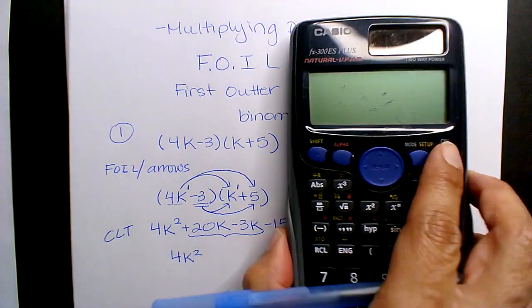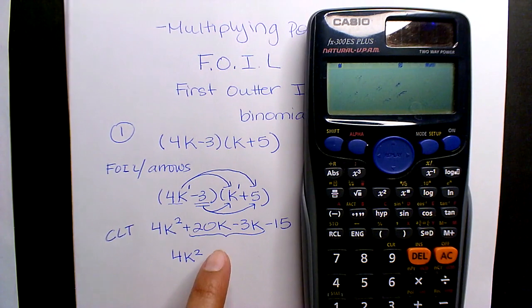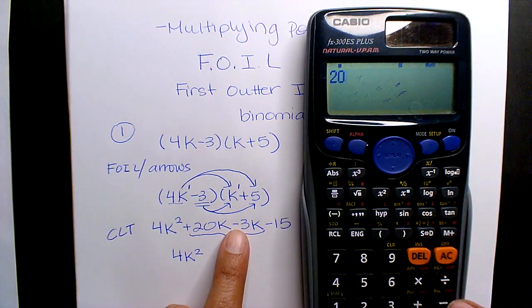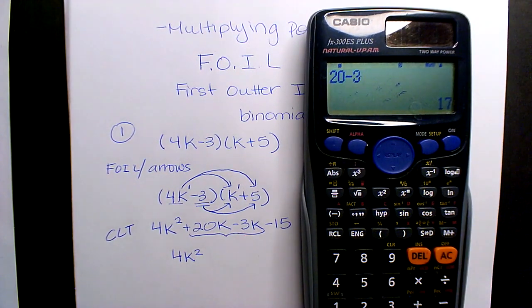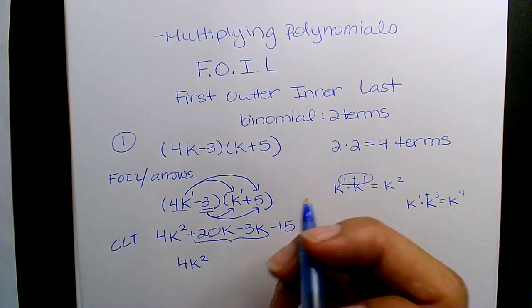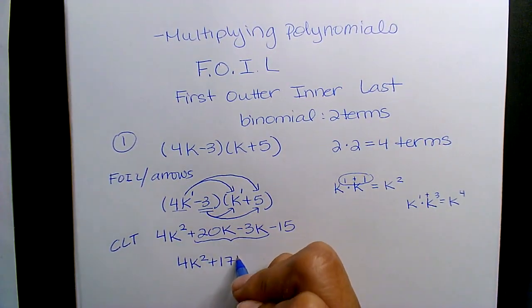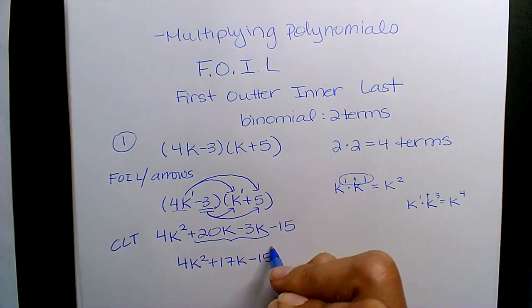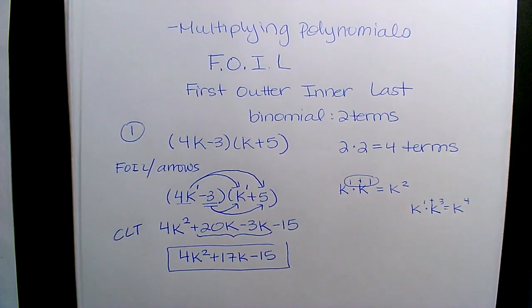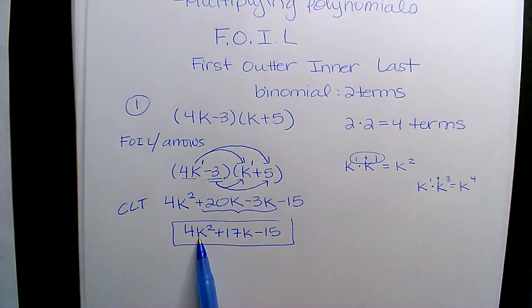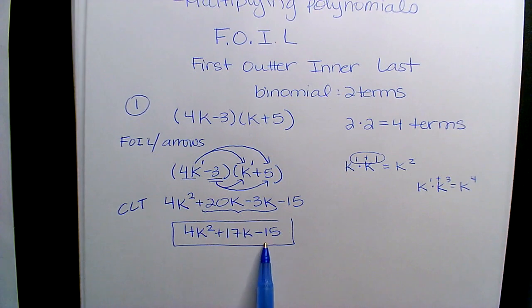Now, no shame in a calculator. What is positive 20 minus 3? 17, right? Positive. Use your calculator to verify your arithmetic. And so that's your answer. It's a trinomial, 4k squared plus 17k minus 15.